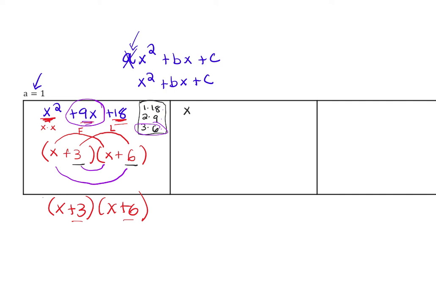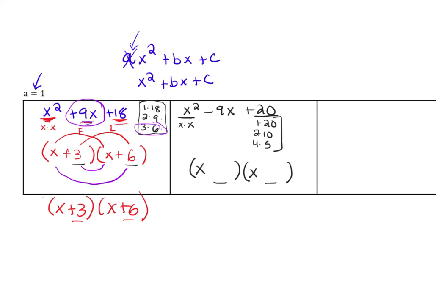Okay, let's do another one. x squared minus 9x plus 20. So factors of the first term, my only option is x times x. Factors of the last term: 1 times 20, 2 times 10, and 4 times 5. Okay, so let's get my answer here. I know I have to have x and x. And then which set, when I put it here, here, and here, would give me the outside plus the inside to add up to negative 9?